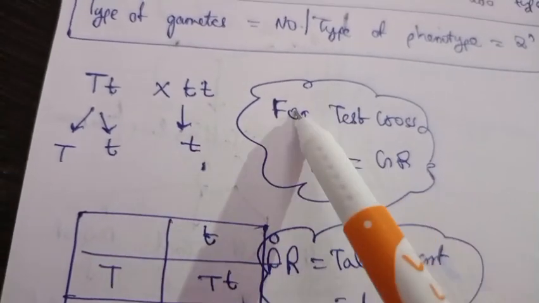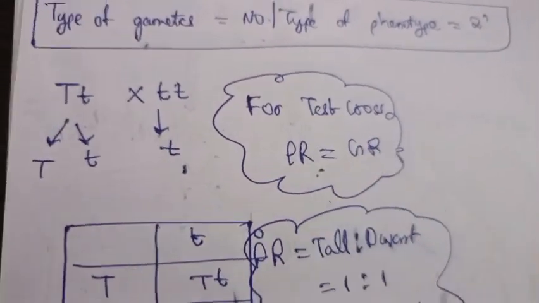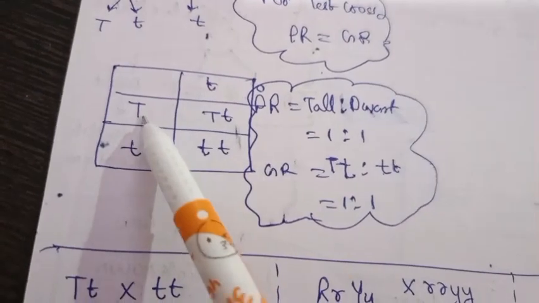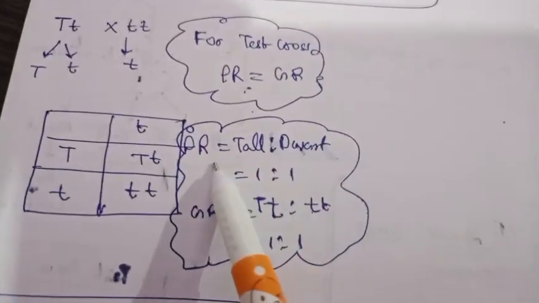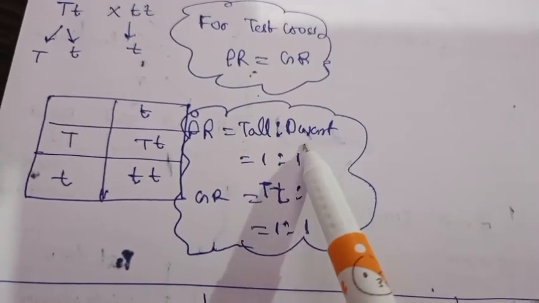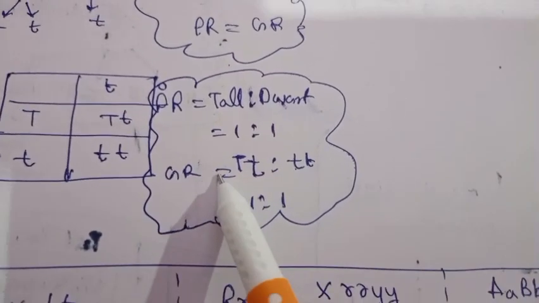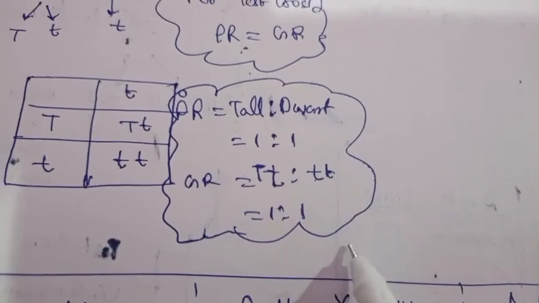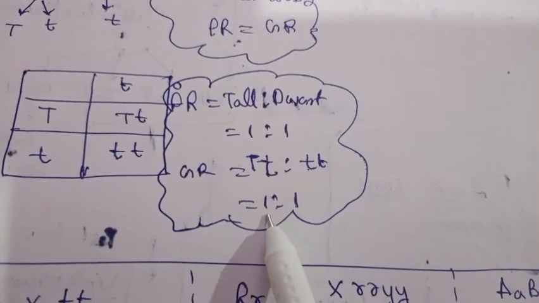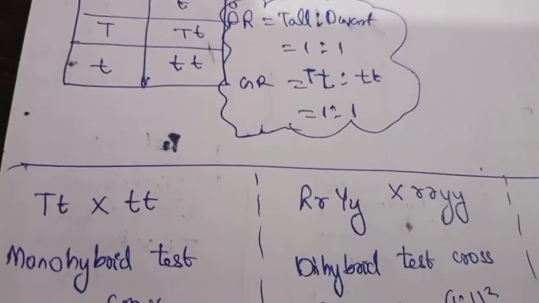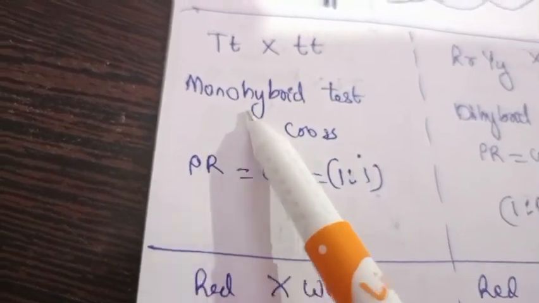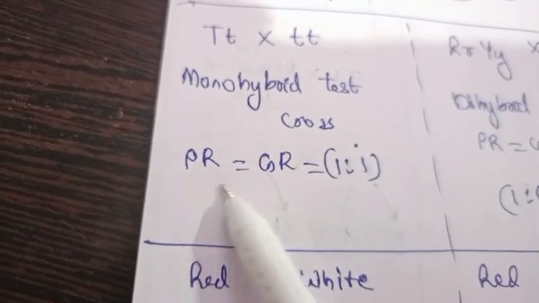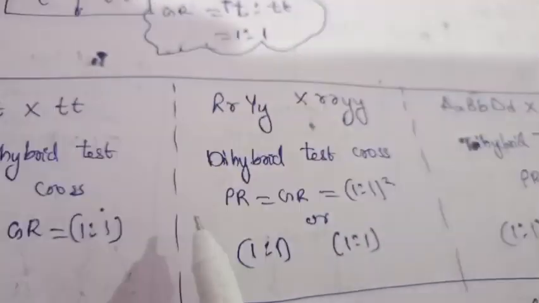not be counted. For test cross, the phenotypic ratio equals the genotypic ratio: capital T small t, small t small t. Phenotypic ratio, tall is to dwarf, equals 1 is to 1. Genotypic ratio, heterozygous tall to homozygous dwarf, equals 1 is to 1. Heterozygous tall and homozygous dwarf when crossbred in a monohybrid cross, the phenotypic ratio equals 1 is to 1.